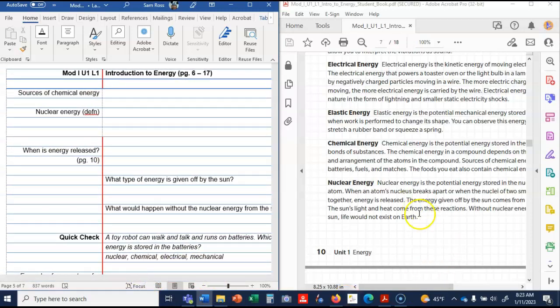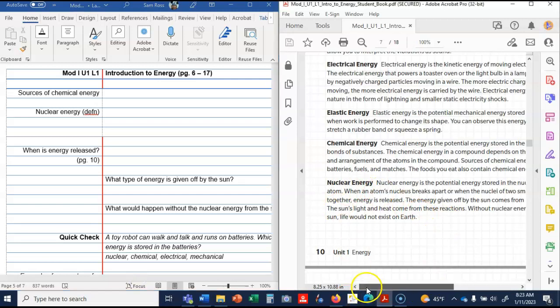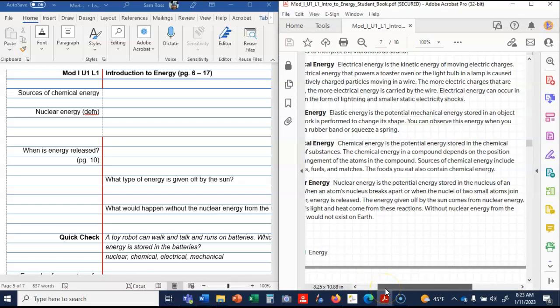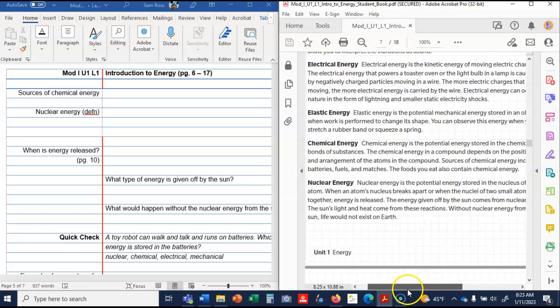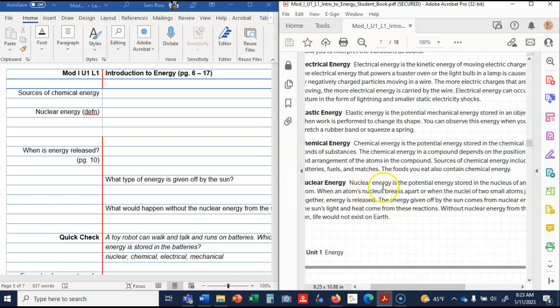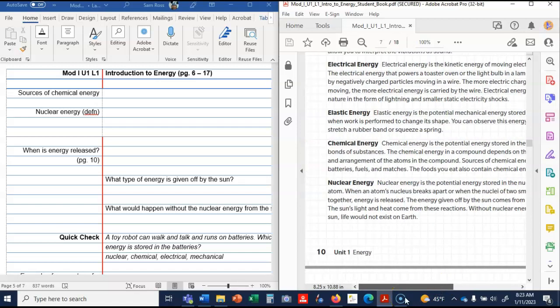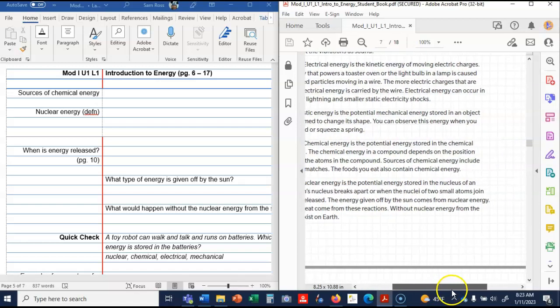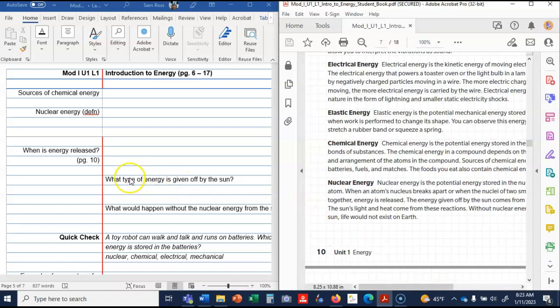All right, sources of chemical energy. So we're still on page 10. It's the very second to last sentence. Sources of chemical energy include batteries, fuels, and matches. And then our next definition here, nuclear energy, should be the very first sentence here. Nuclear energy is the potential energy stored in the nucleus of an atom.